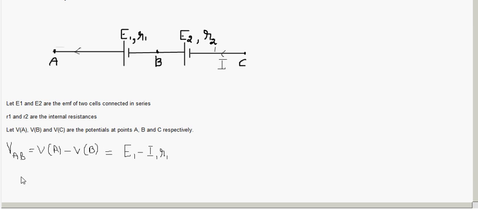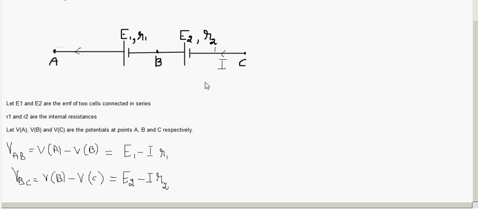Similarly, let VBC be the potential difference between points B and C, which will be equal to VB minus VC. This is again equal to E2 minus, here there is nothing like I1, it is I only because we took the current as I, minus I into R2.